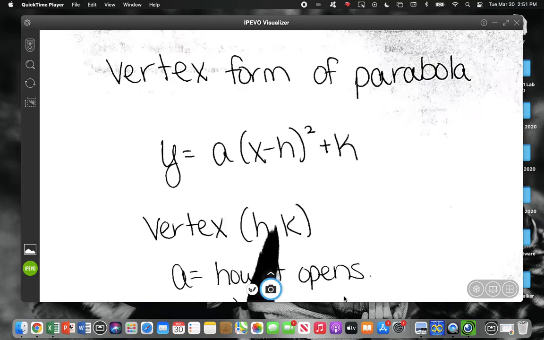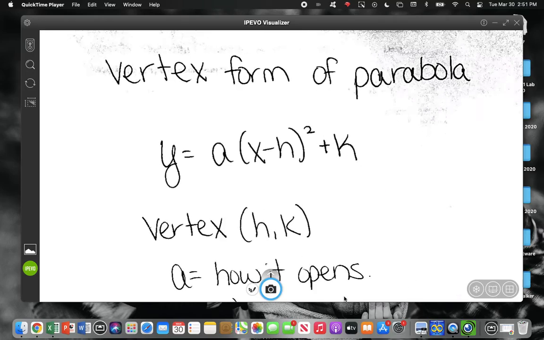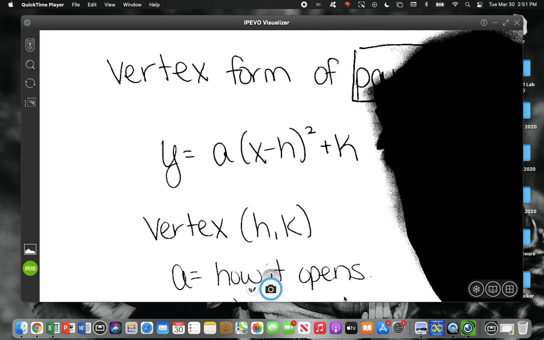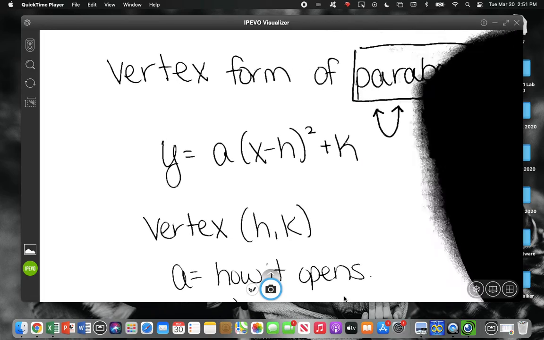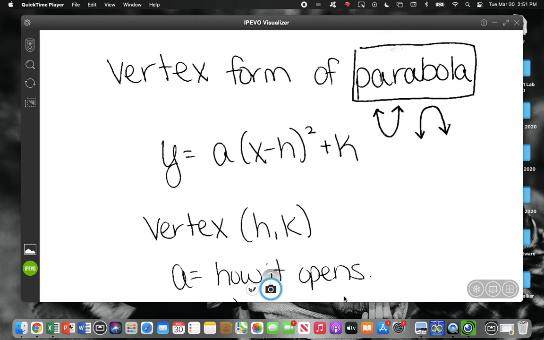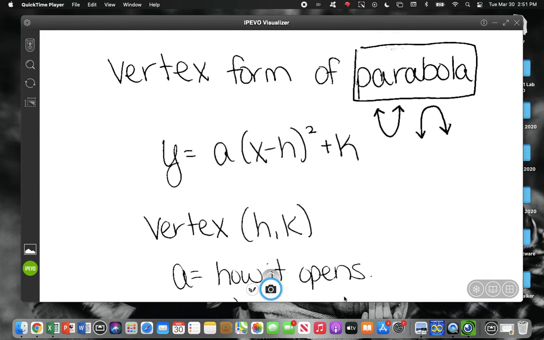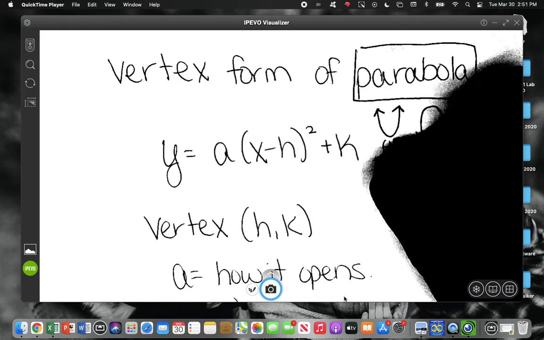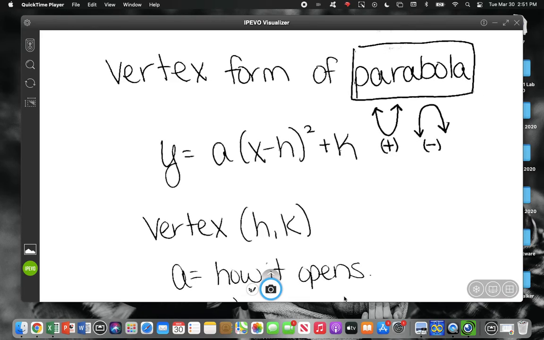So anytime you have an x squared, we call this a parabola, and a parabola is either going to open up or it's going to open down. Positive parabolas open up, negative parabolas open down. Like I always try to tell my students, when you're positive you smile, and when you are negative you frown, and that's how you can tell how the graph is going to open.